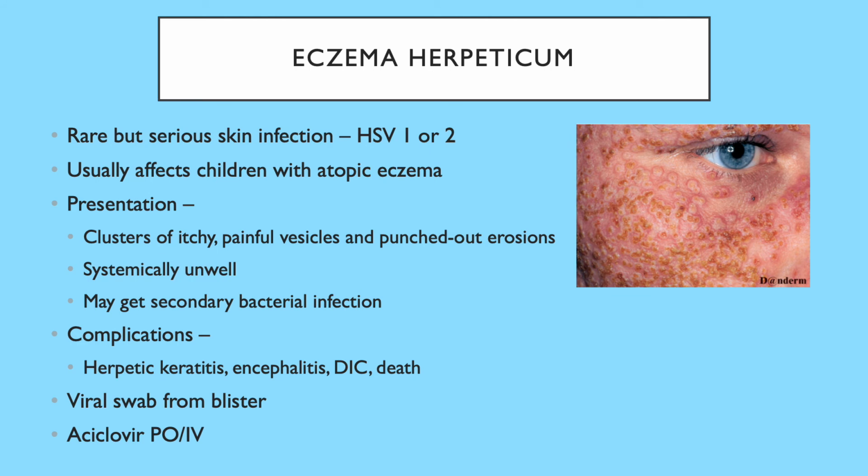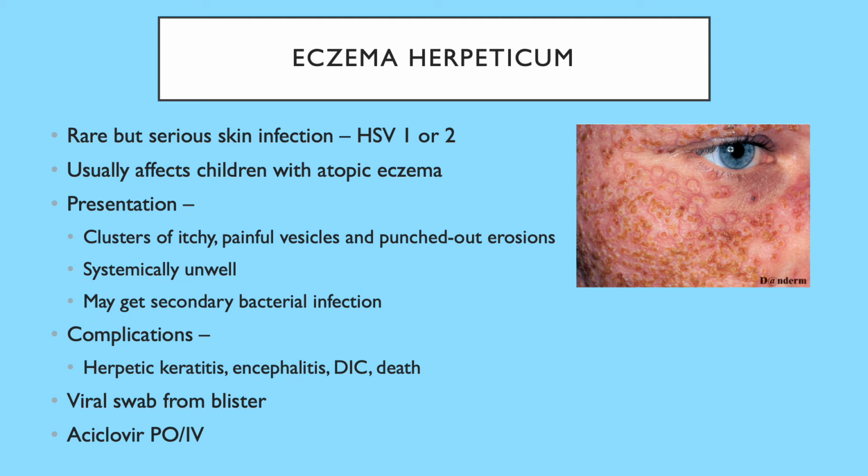Eczema herpeticum is a rare but serious skin infection. It usually affects children with atopic eczema. Most cases are caused by herpes simplex virus 1 and 2, the same virus that causes a cold sore. The rash appears 5 to 12 days after contact with an infected individual.